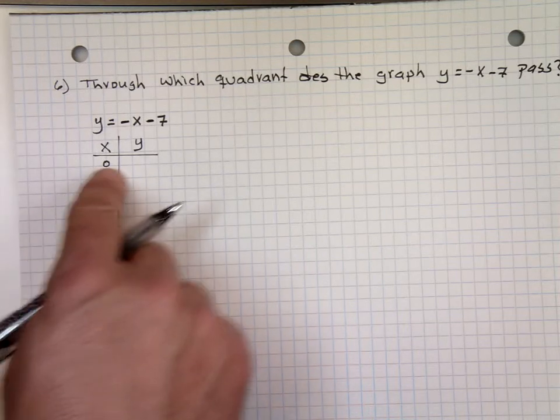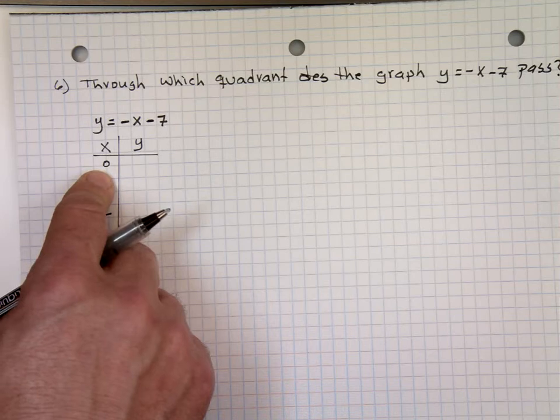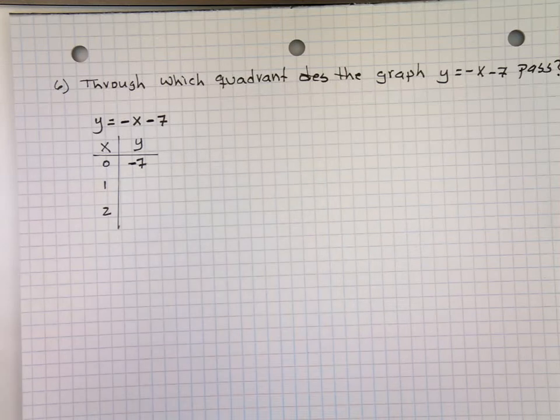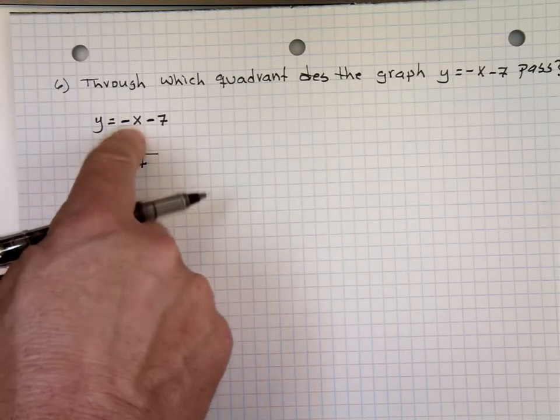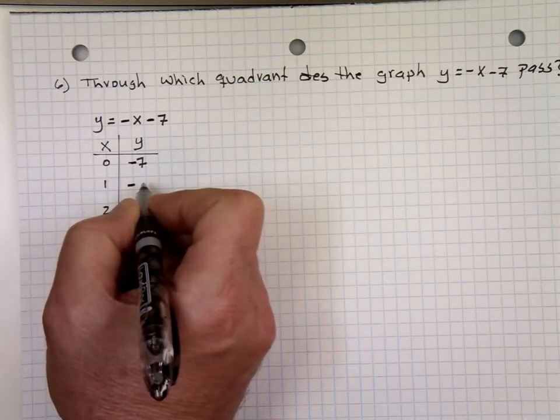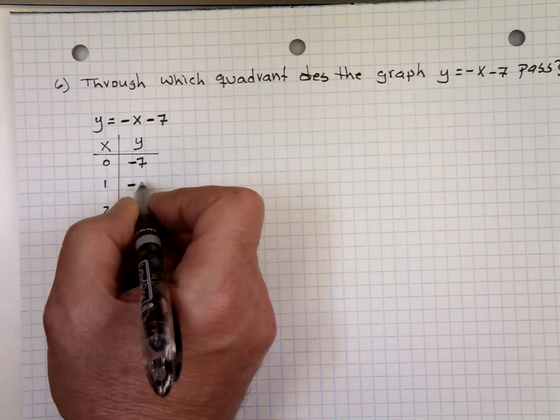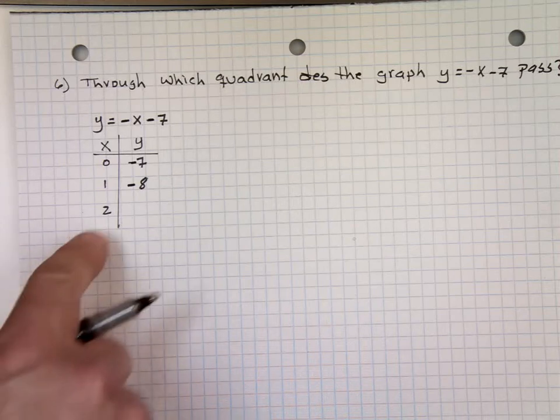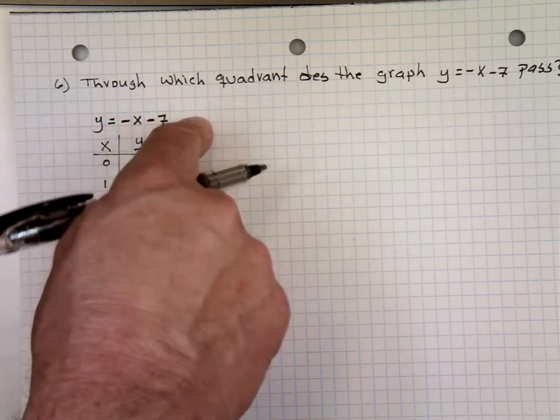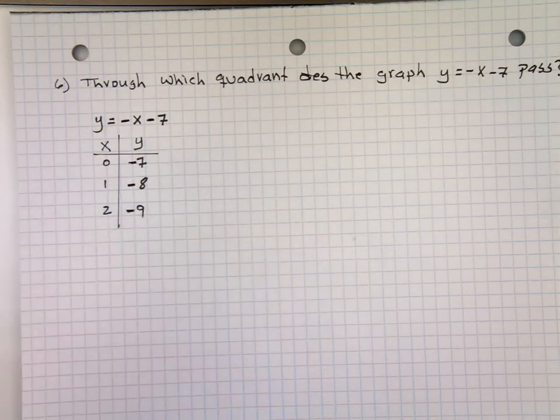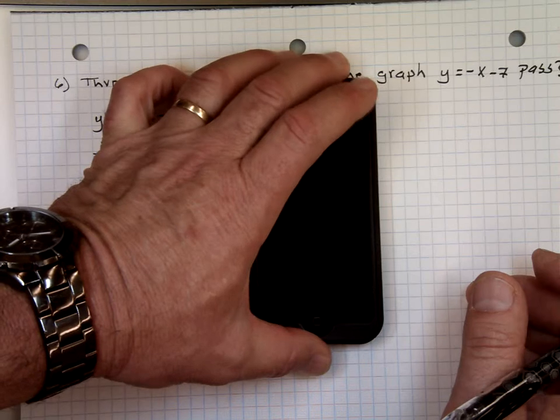When x equals 0, the y value is what? What's negative 0 minus 7? Negative 7. When x equals 1, what's negative 1 minus 7? Try again. Not negative 6. Negative 1 minus 7 is negative 8. When x is 2, that'd be minus 2 minus 7. What's negative 2 minus 7? Negative 9. And now, I'll use my phone here to make an x and y axes.